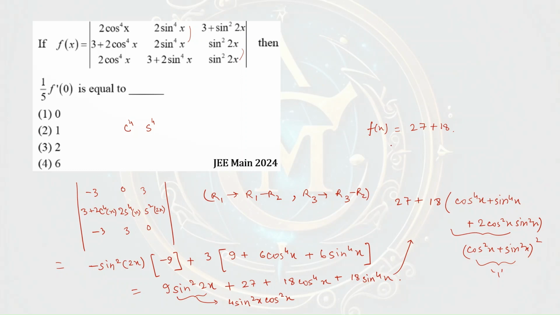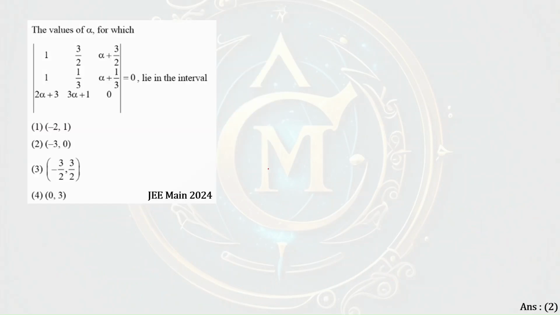Now as f(x) is a constant function, the derivative of f(x) will be 0. So at any point the derivative will be 0. So option 1 will be the correct option. I hope you understood this question. Now you can solve this question yourself. You have to simplify this determinant and then you will reach your desired answer.